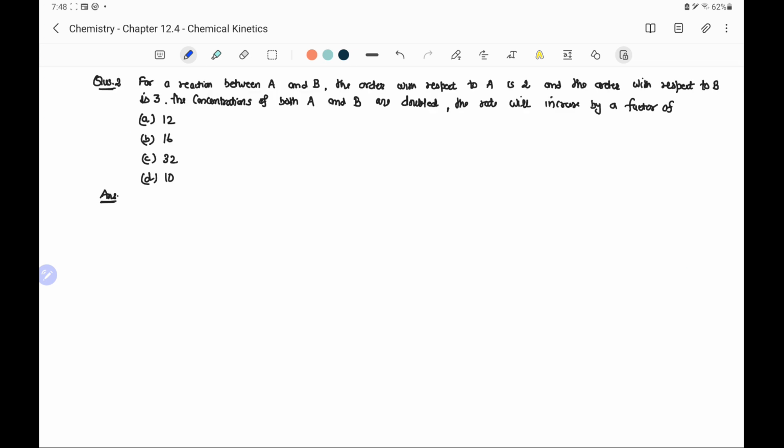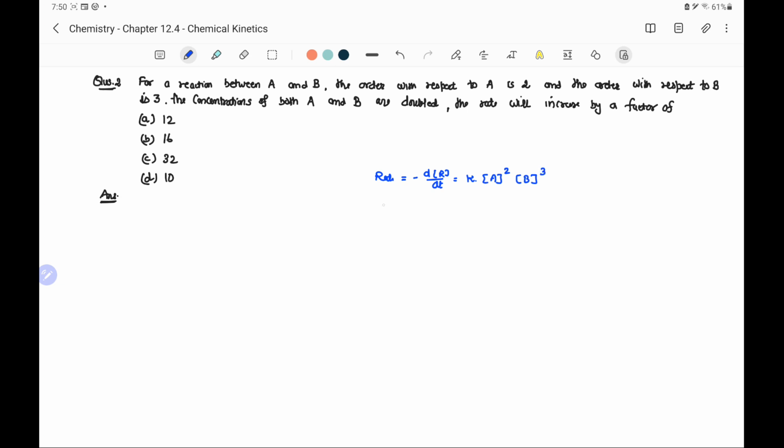Next question is, for a reaction between A and B, the order with respect to A is 2 and the order with respect to B is 3. So we can write the rate of the reaction as minus dR by dt, equal to rate constant multiplied by concentration of A raised to power 2, because order with respect to A is 2, and concentration of the other reactant B raised to power 3.